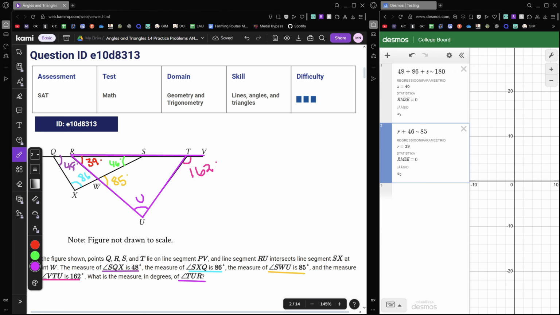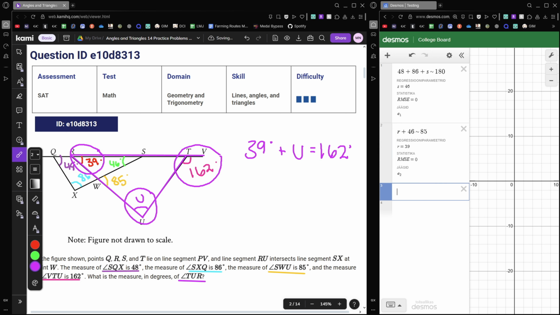And to find angle U, we can use the exterior angle theorem again. So once again, the exterior angle theorem states that the two interior angles, so this red angle and angle U, added together will equal the exterior angle, so this pink angle right here. That means that 39 degrees plus angle U is equal to 162 degrees.